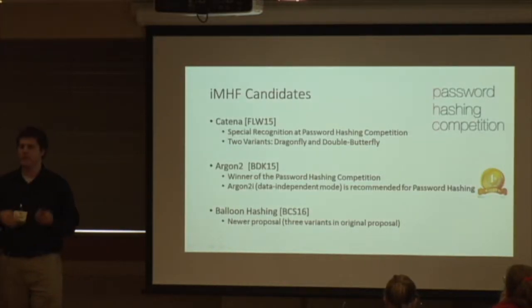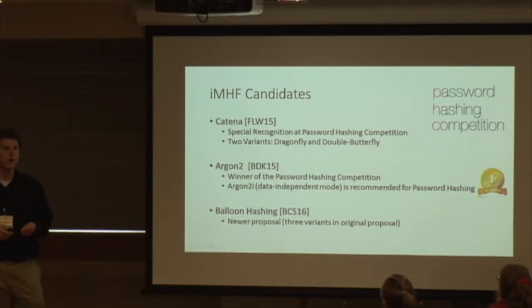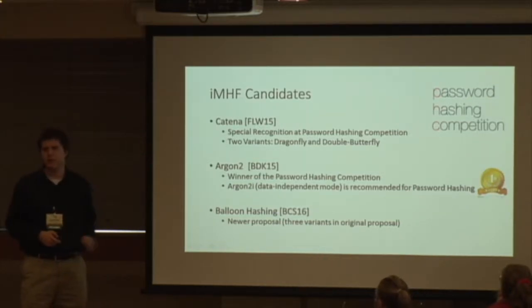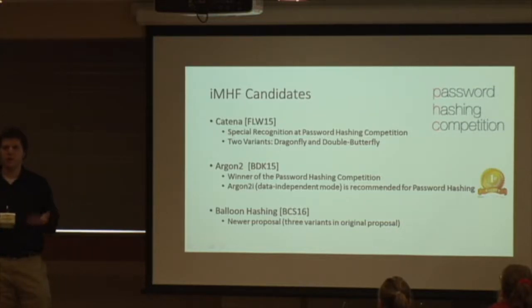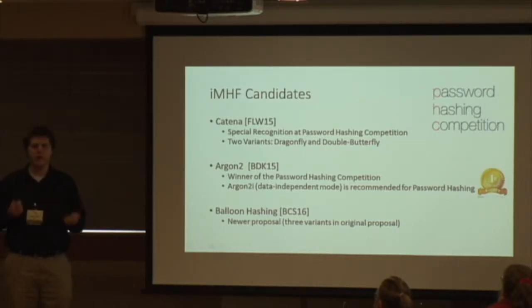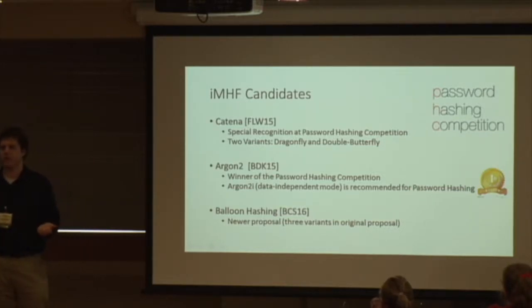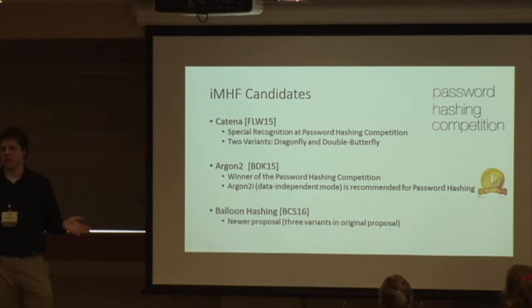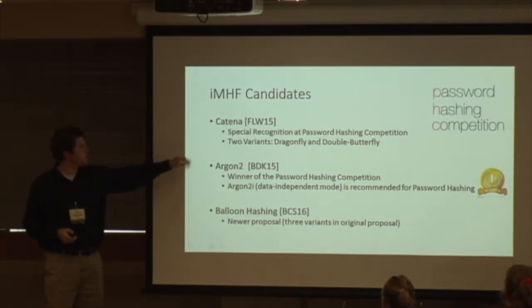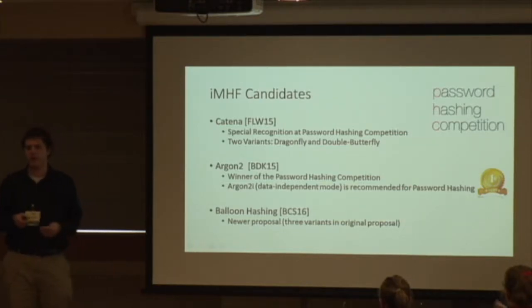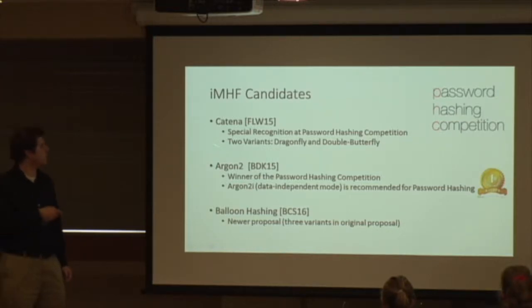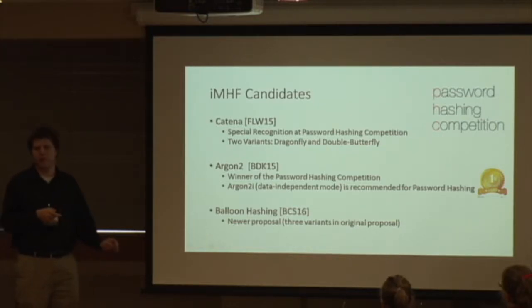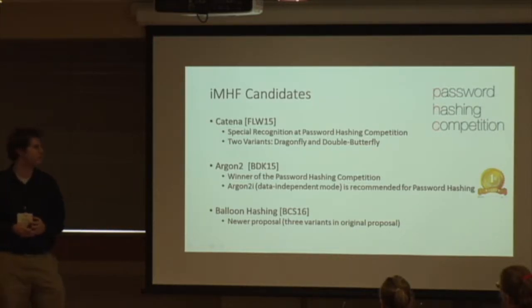OK. So a few years ago, there was a competition called the Password Hashing Competition. The goal of the Password Hashing Competition was to create the next generation password hashing algorithm. Thanks to this competition, we now have a large number of candidates. A few of the prominent ones include Catena, a candidate that received special recognition from the competition judges. There are a few variants of Catena, Dragonfly, Double Butterfly. We're not going to discuss the differences.